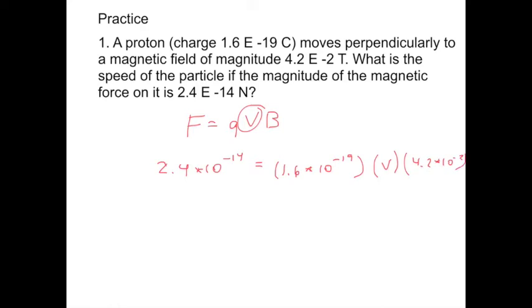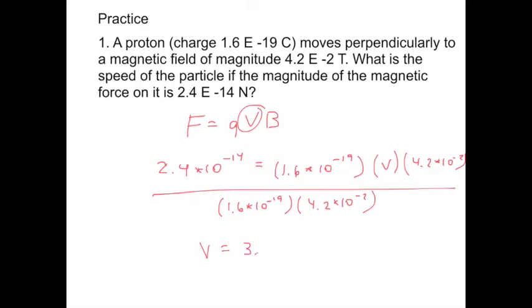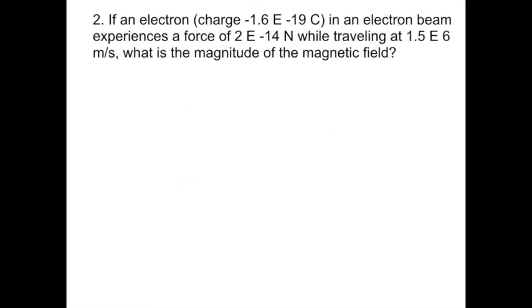So now we're ready to simplify by dividing this side by 1.6 times 10 to the negative 19th times 4.2 times 10 to the negative 2. This allows us to isolate V, which, if we simplify, we find to be 3.57 times 10 to the 6th meters per second.